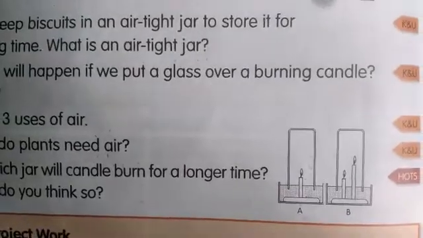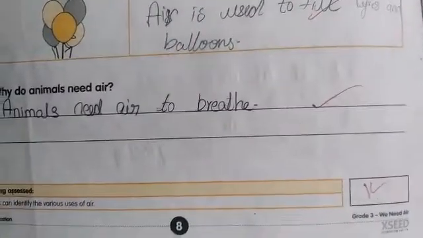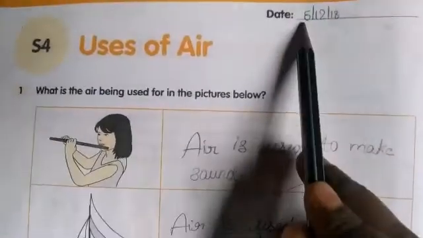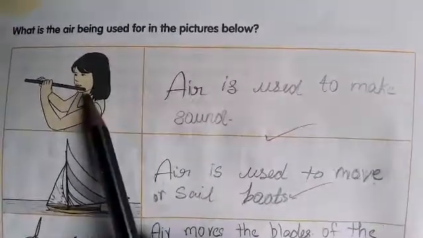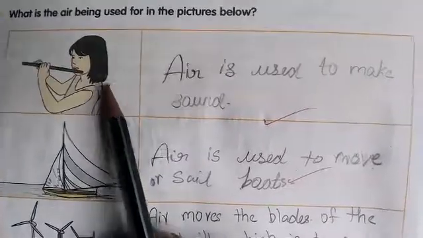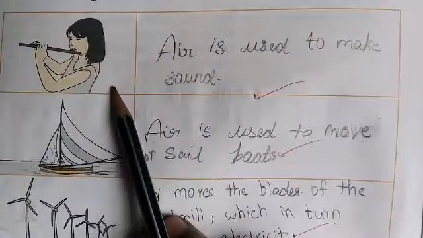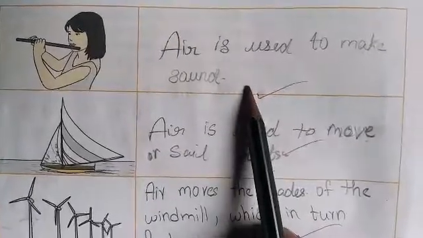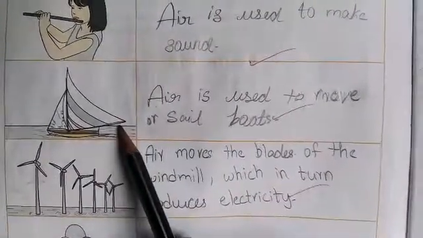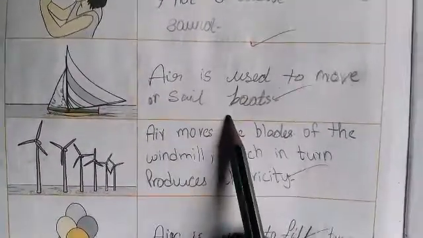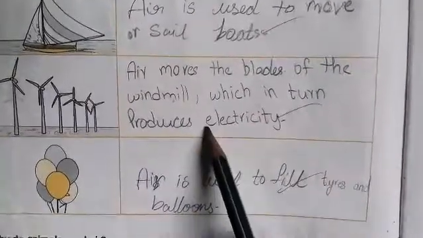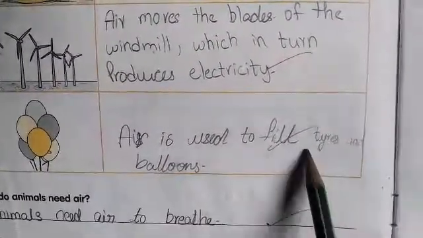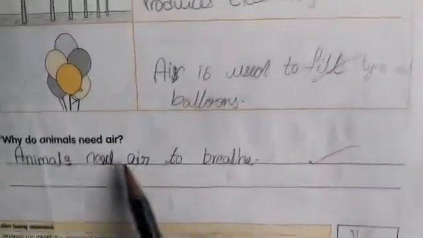Now take out your workbook, page number 8 in volume 3, uses of air. Write today's date. What is the air being used for in the pictures below? Here air is used to make sound. By looking at the picture, you have to identify how air is used. So here air is used to move or sail boats, and here, windmills: air moves the blades of the windmill, which in turn produces electricity. And here air is used to fill tires and balloons.